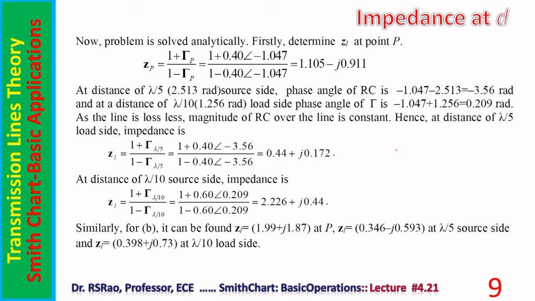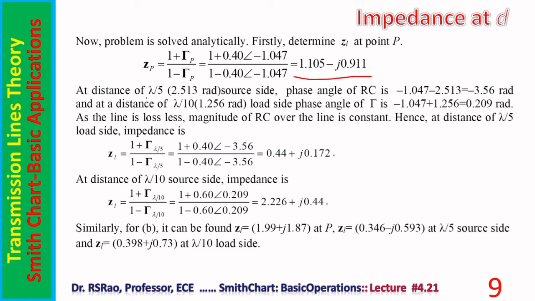Firstly, let us determine ZL at point P. We are given the reflection quotient at point P. From the reflection quotient, impedance ZP equals (1 plus gamma P) by (1 minus gamma P). It comes out 1.105 minus j0.911.